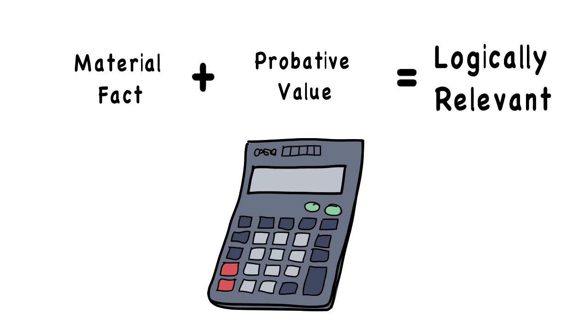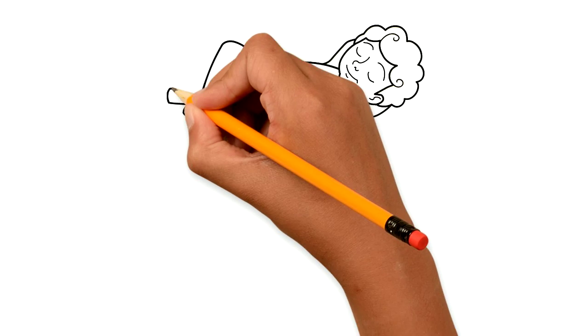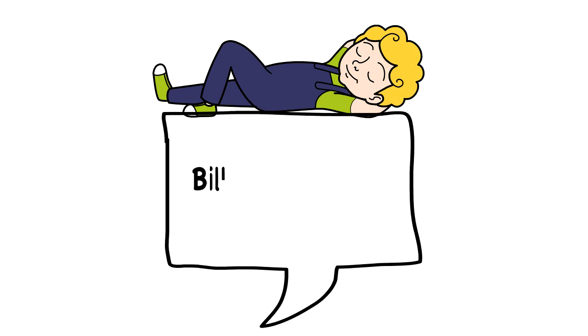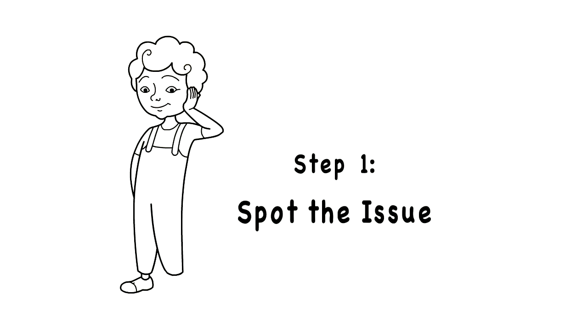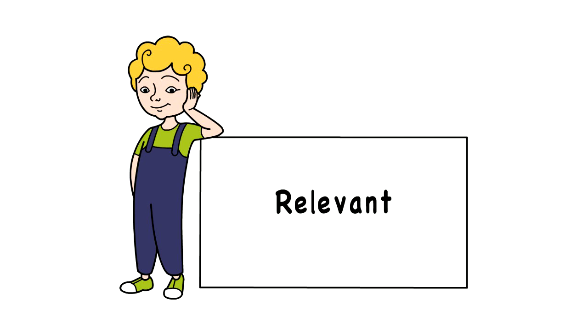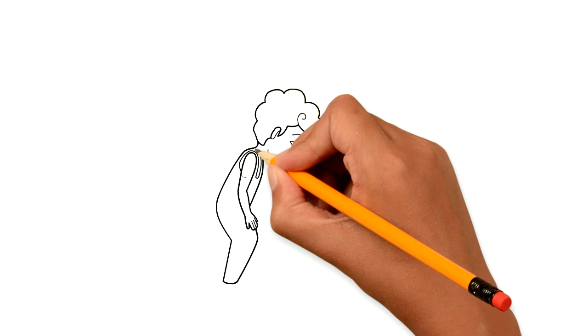disprove a material fact. So let's say Billy is on trial for murder. An eyewitness offers testimony that she heard the victim shout, "Billy has a gun." Well, the first stop is to spot the issue. At issue is whether the statement that the eyewitness overheard is relevant. The second step is to look at whether the evidence is probative of a material fact.